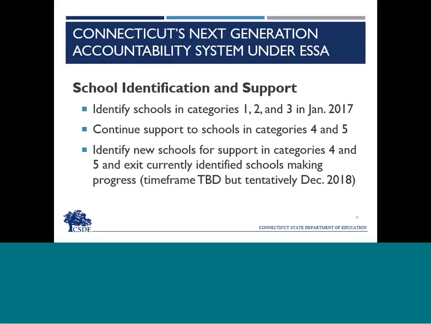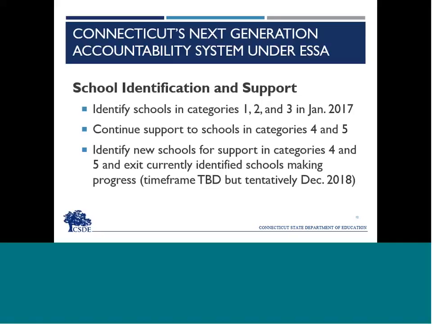The other section when it comes to accountability has to do with school identification and support. As you know, we already identified our schools in categories 4 and 5 and have already begun offering supports to those schools across the state. We won't be identifying new schools anytime soon. The plan, again, tentatively is around December of 2018.